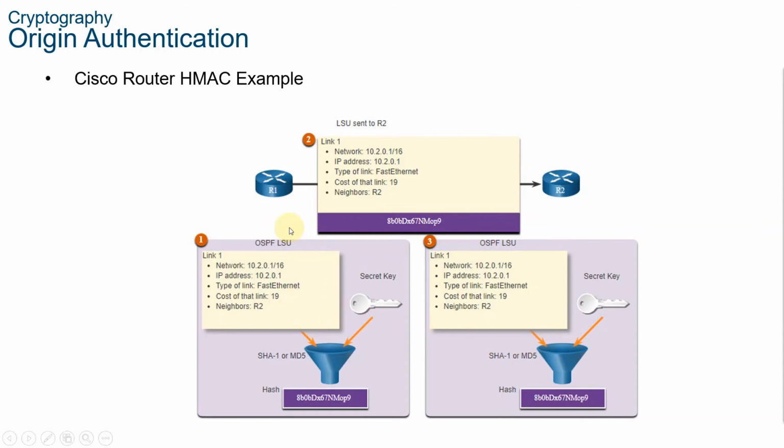Now in here, R1 is sending a link state update, or LSU, regarding a route to network 10.2.0.0/16. Okay, so R1 calculates the hash value using the LSU message and the secret key. Now the resulting hash value is sent with the LSU to router 2. Now router 2 calculates the hash value using the LSU and its secret key. So R2 accepts the update if the hash values match. If they do not match, then R2 discards the update.